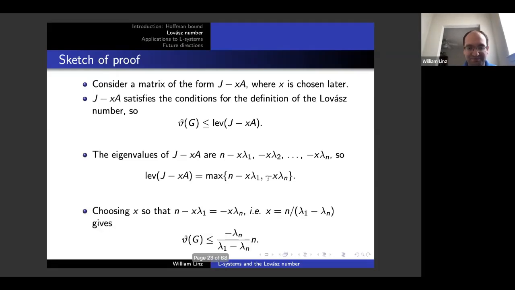Okay. Well, one way we could get a bound is we could choose x so that these two are equal to each other. In particular, that means we just solve this equation. x would be n over lambda 1 minus lambda n. And if we now substitute that back in, that would give us a bound that the Lovász number is at most negative lambda n divided by lambda 1 minus lambda n, times the number of vertices.